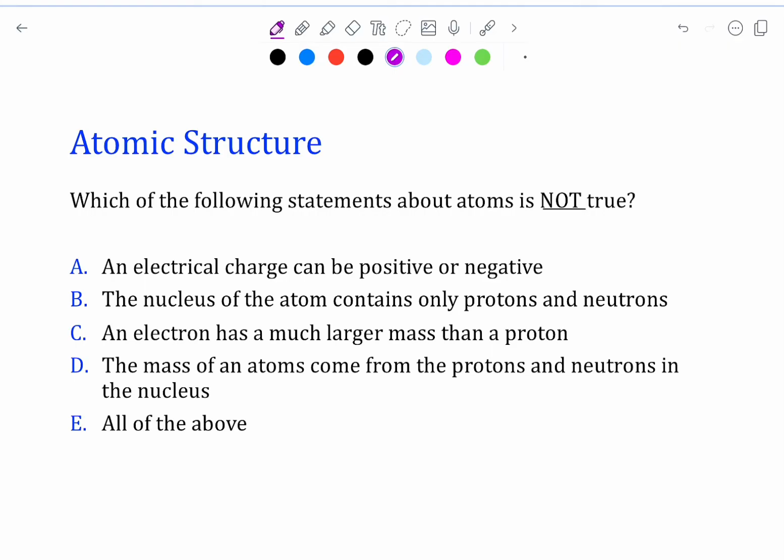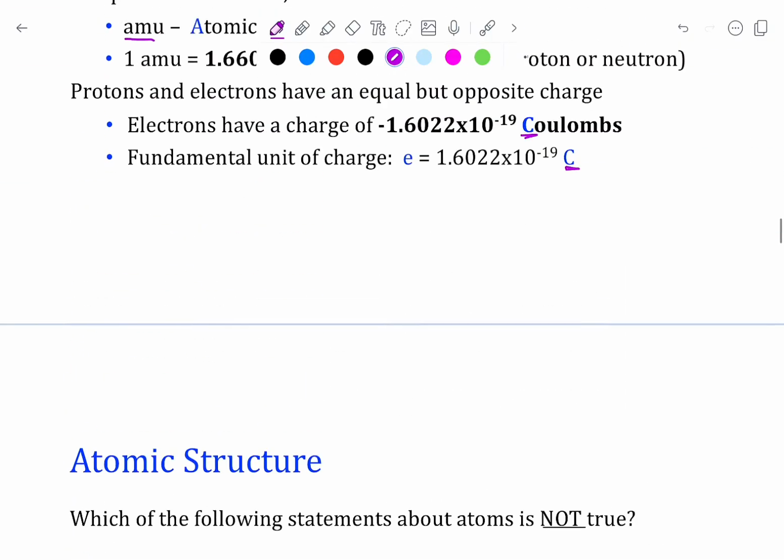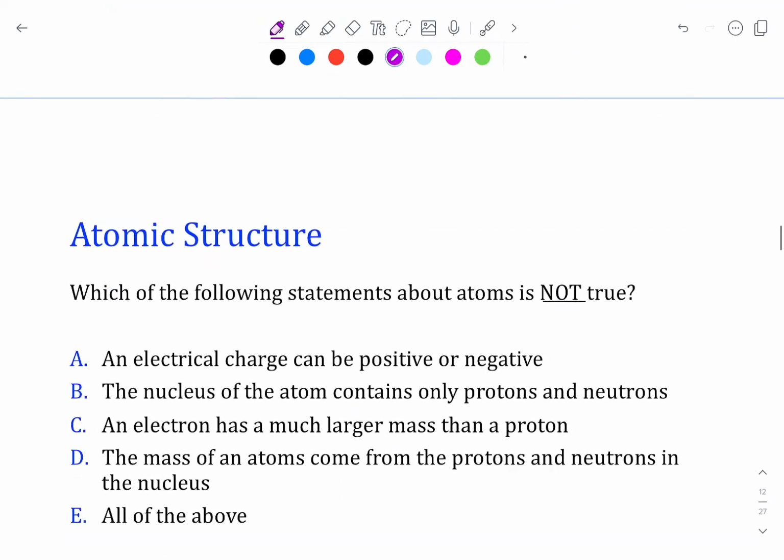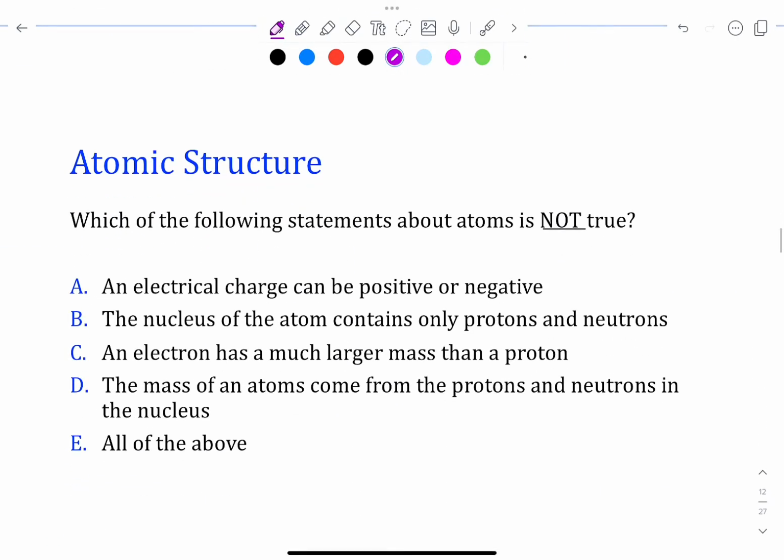So we may have to look back to our chart to answer some of these, but let's look at our first one. An electrical charge can be positive or negative. Well, we know that we have charge units of +1 and -1, as well as positive and negative 1.6 times 10 to the minus 19. So our charge can be positive or negative, denoting a proton or an electron. So I believe that this statement is true.